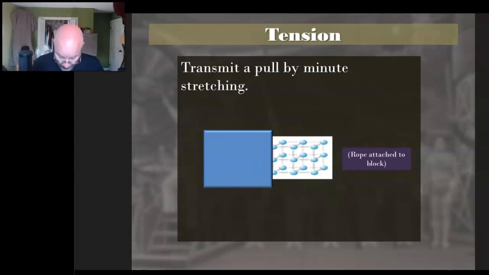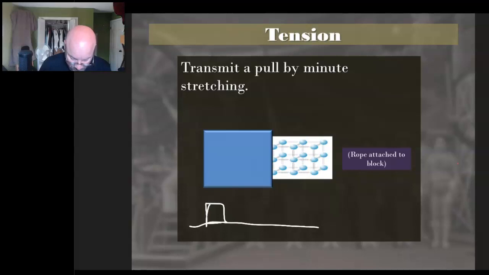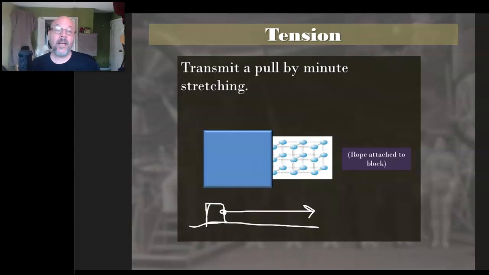Okay, so let's suppose that I had a block over here and it's on the ground, and I attach a rope and I'm pulling on the rope like this. Okay, so if I'm pulling over here on this side with a force, how does it end up pulling over here on the block? Okay, how does it end up doing that? Is it the same amount of force, or is it something different?